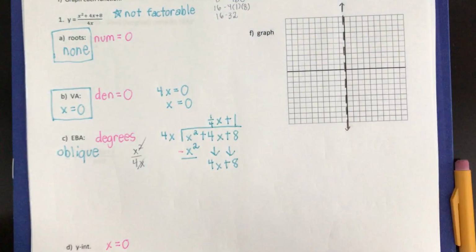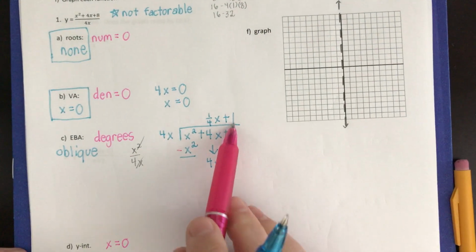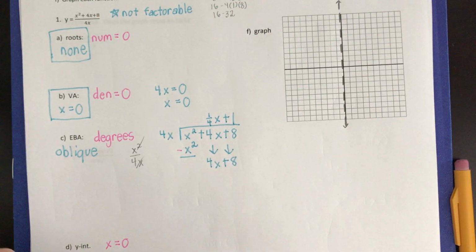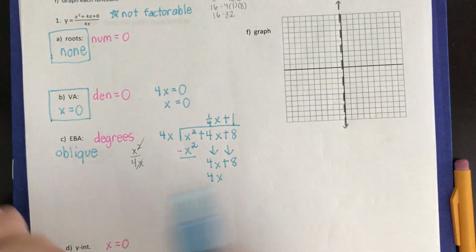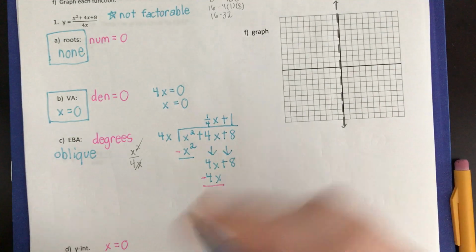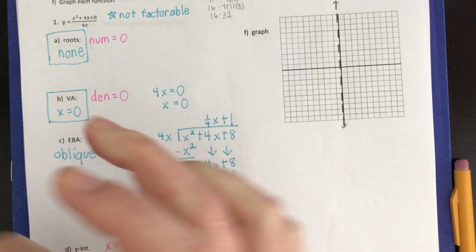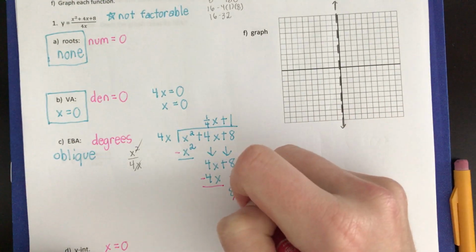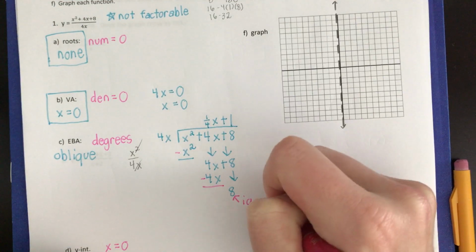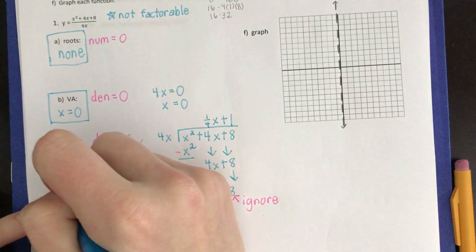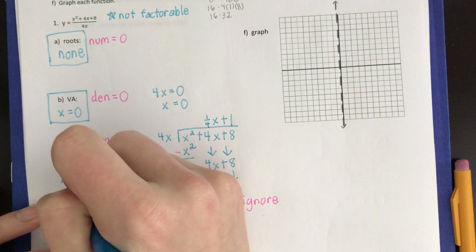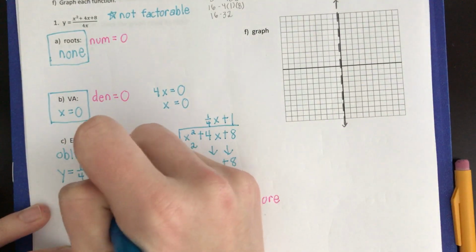Okay, and you can tell you're definitely finished here because we line up with that constant term. So 1 times 4x is 4x. You subtract. And 8 is your remainder, but remember, we ignore that. So our oblique asymptote is y equals 1/4 x plus 1.